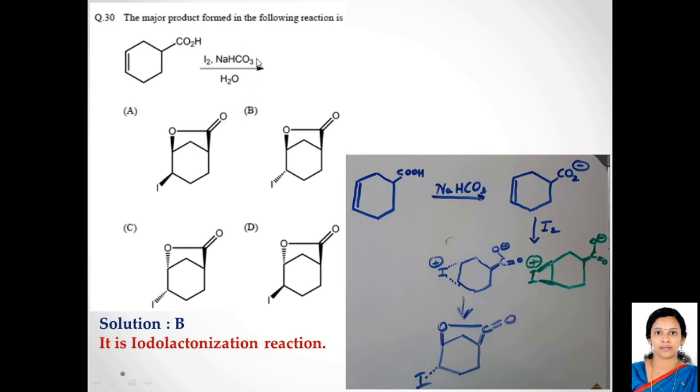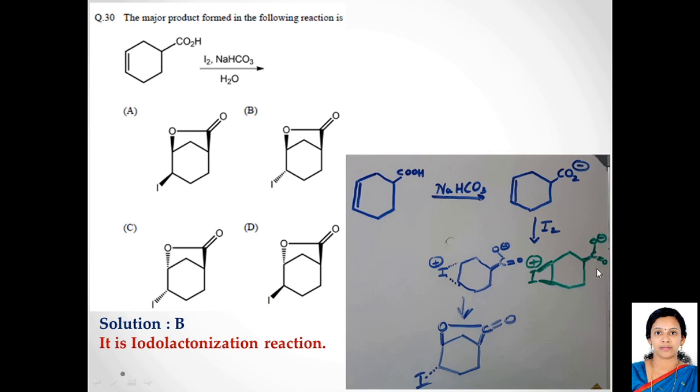So first of all, the base, sodium bicarbonate, will abstract a proton from the carboxylic acid group here, and it will form the carboxylate anion. Now the second step is where the reagent iodine attacks this double bond. Now this iodine can attack the double bond either from below this cyclic system, or from above the system, and accordingly it will have two stereo positions. So here the iodine is above this plane, and here it is attacking from below, so the iodocation is below this system.